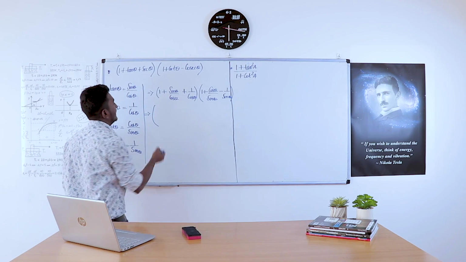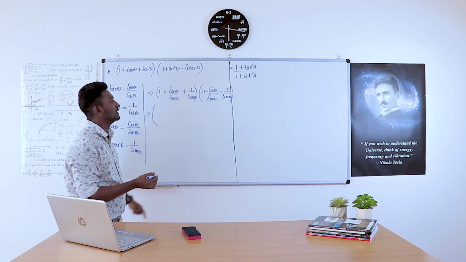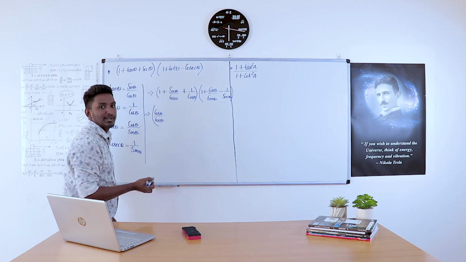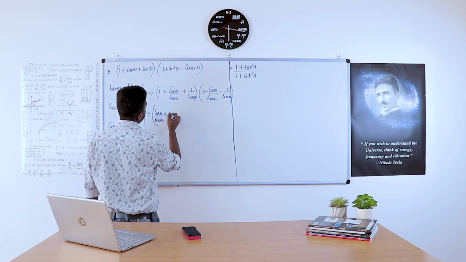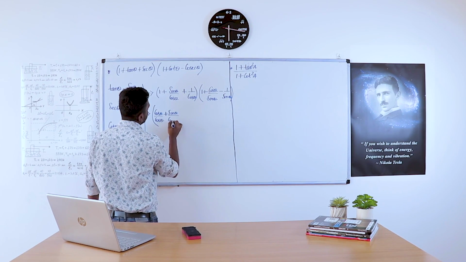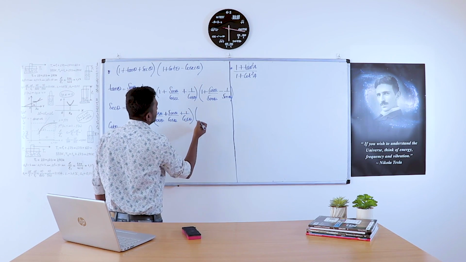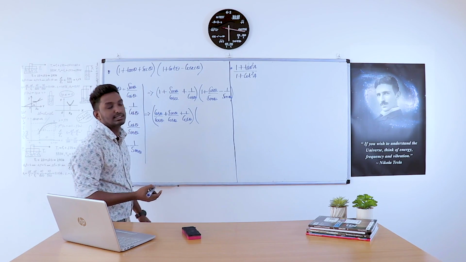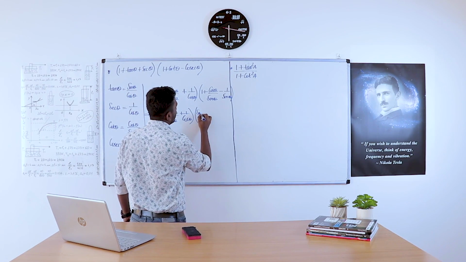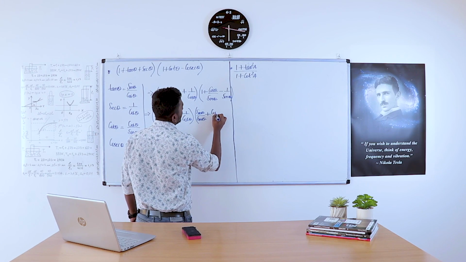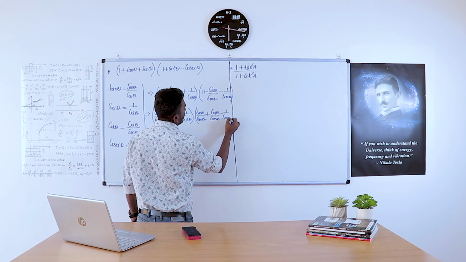Now, first term is 1. This 1 I am going to write as cos theta by cos theta. Any change? Cos theta by cos theta is 1, no change. Plus sin theta by cos theta plus 1 by cos theta into, here the 1 I am going to write as sin theta by sin theta. Sin theta by sin theta is 1, plus cos theta by sin theta minus 1 by sin theta.